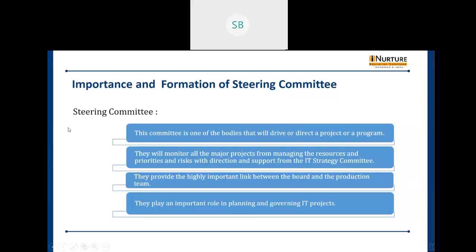They provide the highly important link between the board and the production team. So basically, you can think they serve as the middleman. They will ask for all the information from the IT team, the development team, and report it to the board members: what is happening in the team. So they play an important role in planning and governing IT projects. Obviously they will play it, right?